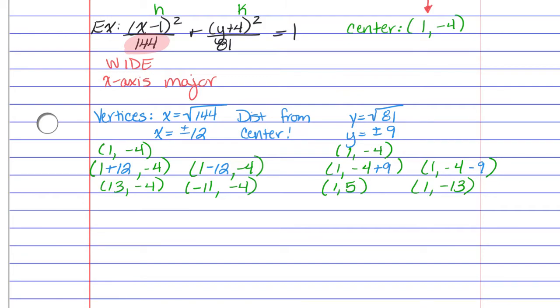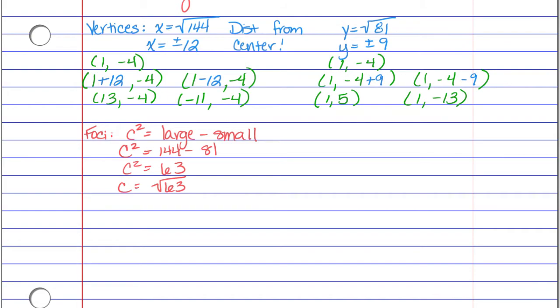So now I've got the farthest point to the left and to the right of my vertices, the farthest point from the top to the bottom, and now I need my foci. So remember, c squared is going to equal my largest denominator minus my smallest denominator. So c squared is going to equal 144 minus 81. And 144 minus 81 gives me a value of 63. So if I take the square root of 63, I do not get a whole number. It's not a perfect square. But it does break down into 7 times 9, and 9 breaks down into 3 times 3. So the square root of 63 is going to be plus or minus 3 square roots of 7.